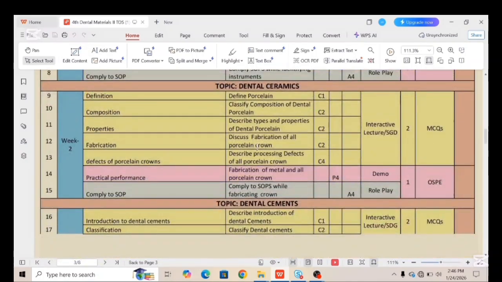Then our week 2 work is dental ceramics, in which we have porcelain, classification of dental porcelain, and describe the types and the properties of dental porcelain, discuss fabrication of porcelain crown, describe processing defects of all porcelain crown, and the practical performance, which is fabrication of all metal and all porcelain crown.